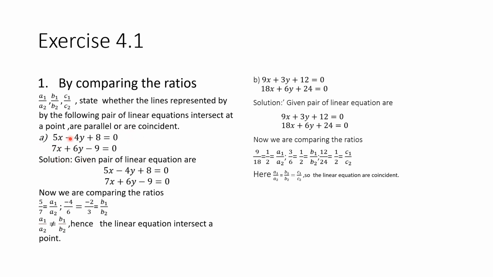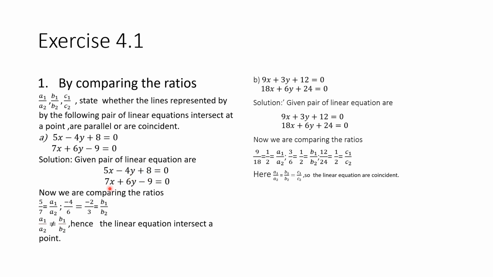So this is our part A. Here we have a pair of linear equations: 5x minus 4y plus 8 is equal to 0, and 7x plus 6y minus 9 is equal to 0. First of all, we have to write down the given pair of linear equations. Next, we have to compare the ratios a1 by a2 and b1 by b2. Since the first equation is in the form a1x plus b1y plus c1, here a1 is 5, b1 is minus 4, c1 is 8.